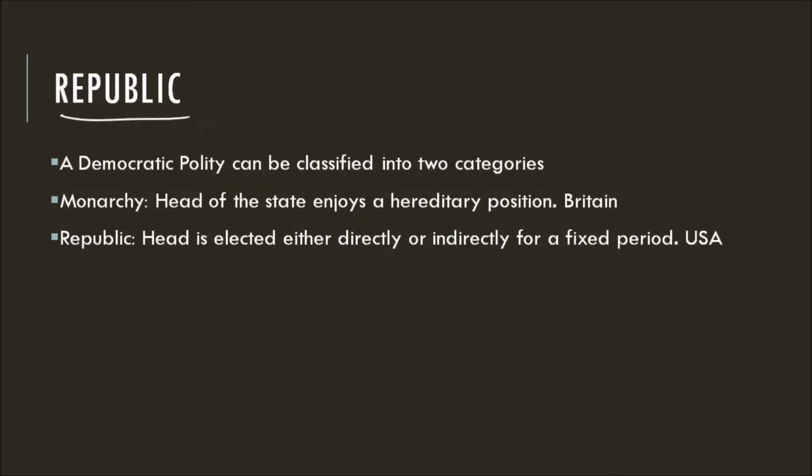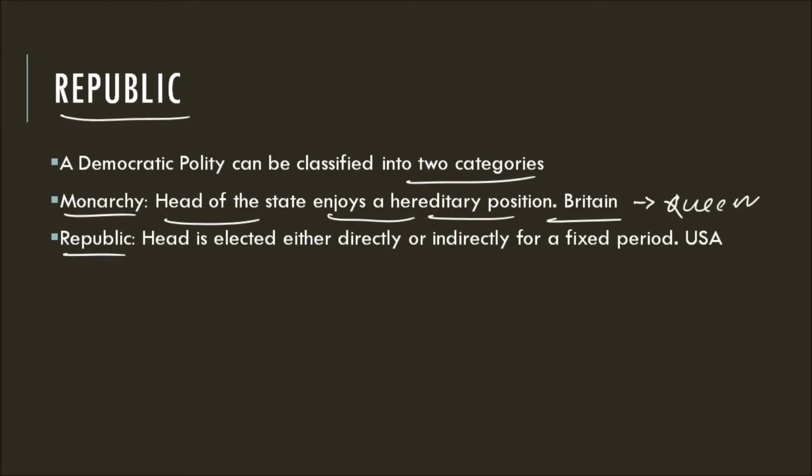The next term is republic. A democratic polity can be classified into two categories: either it can be a monarchy or a republic. By monarchy, we mean that the head of a state enjoys a hereditary position. Like in the case of Britain, they have a queen who is the head of a state and that position is hereditary. But not in the case of a republic.